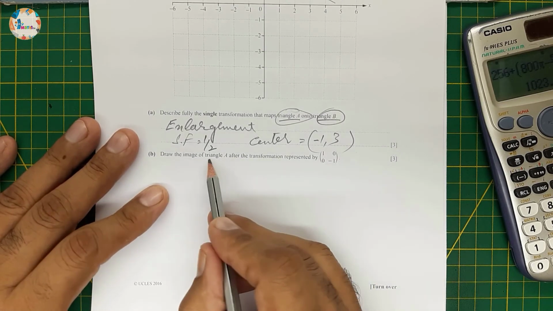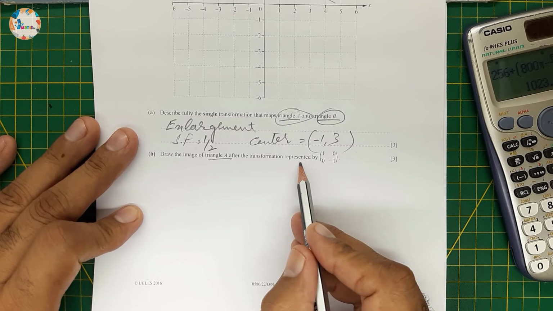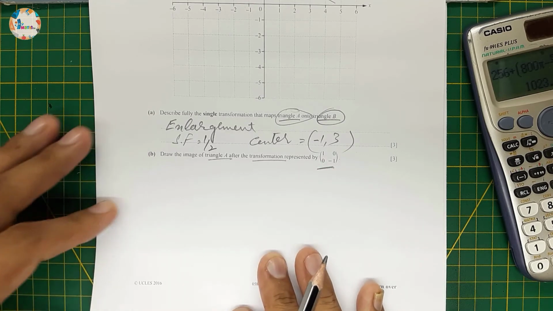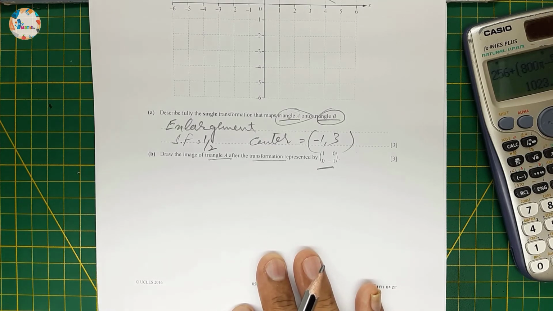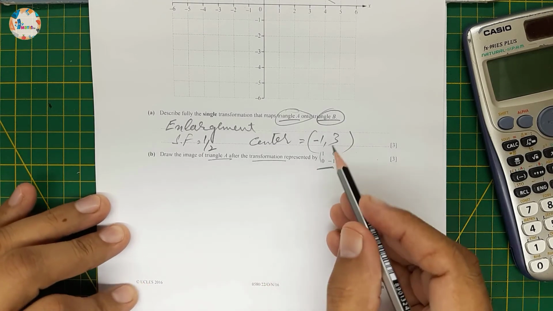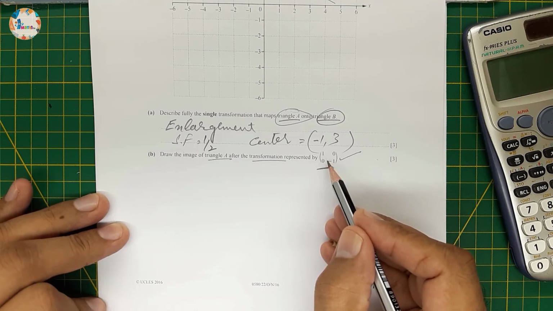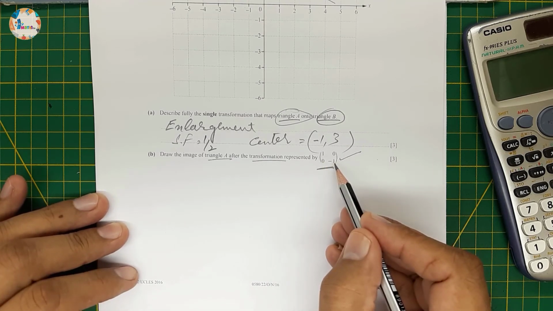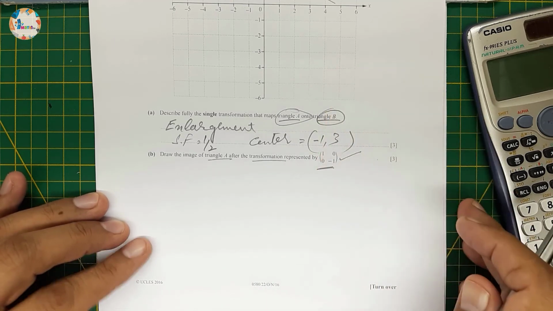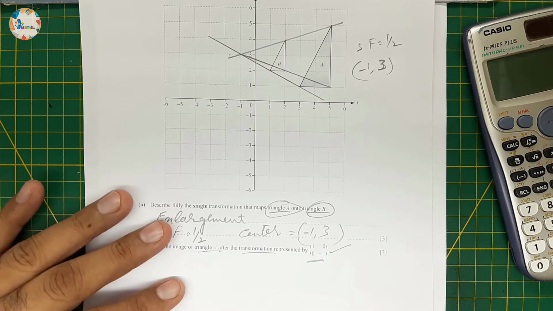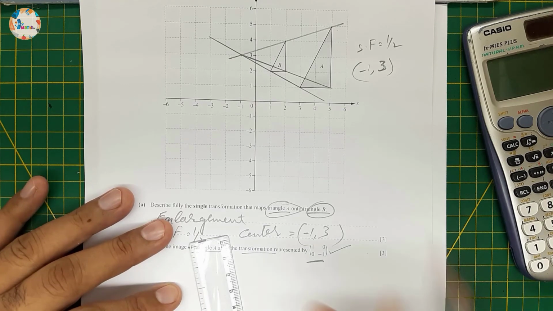Draw the image of triangle A after the transformation represented by this one. We have to draw the image of this. This will basically be a reflection along the x-axis. So for A, to draw this, we can take the reflection from here.